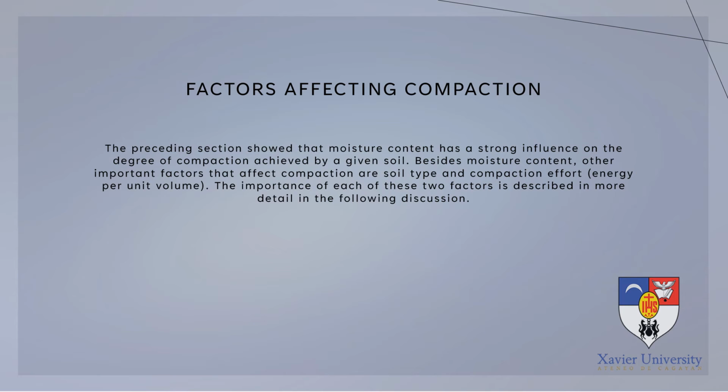So basically, although water or the moisture content has a very big influence on the degree of compaction for our soil, there are also other factors that can affect our compaction, which are the soil type, what kind of soil it is, and our compaction effort, the compaction energy, how we compact it, our means of compacting. So we'll be talking about that here.